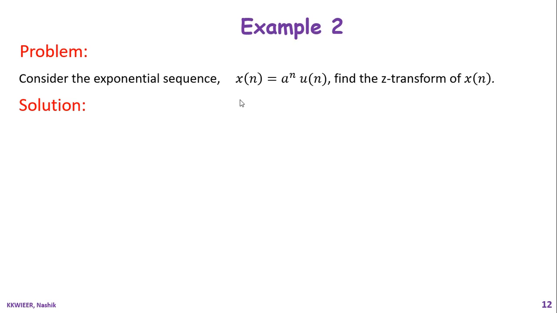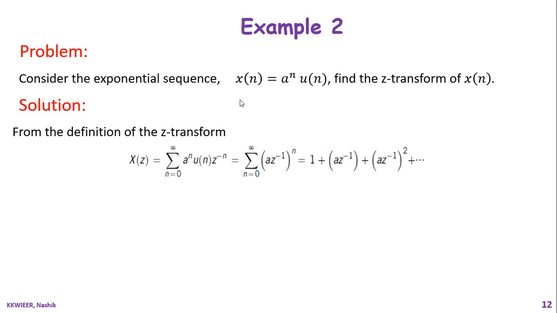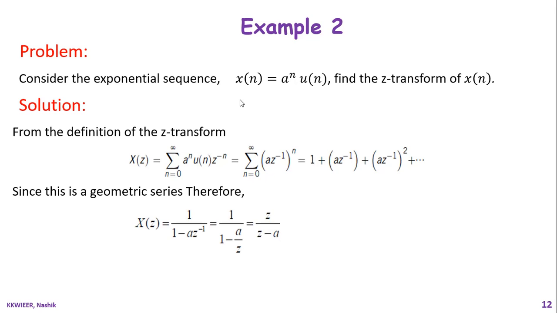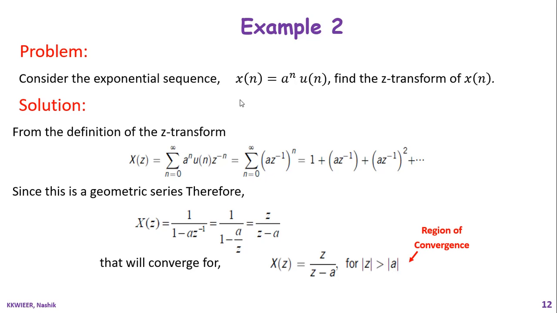Similarly, this is another example: if the sequence is a raised to n u of n, then how to calculate the Z transform? Again, you have to just go on substituting the values of n equal to 0, 1, 2 similarly, and you will get the final expression. In this case also, the region of convergence is mod of z greater than a.